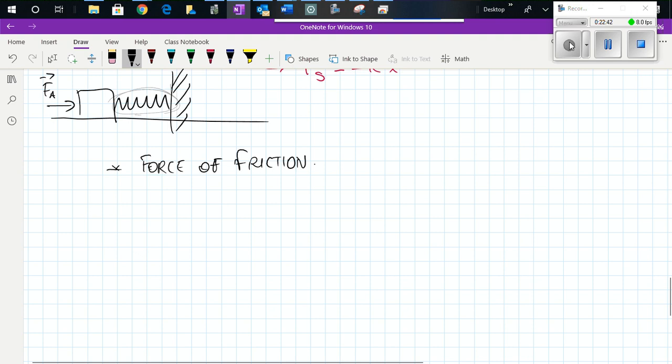Have you ever experienced walking on ice? It's very difficult. Why? Because force of friction is very small. Therefore, you cannot walk easily on ice. However, on a gravel road, then yes, you can.